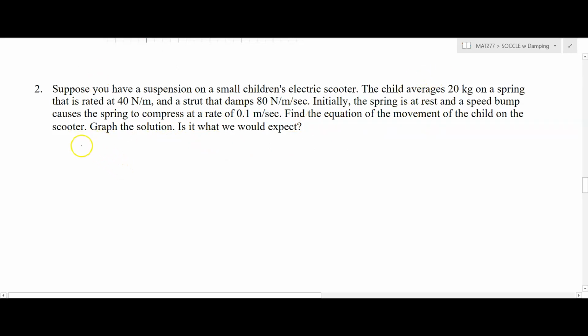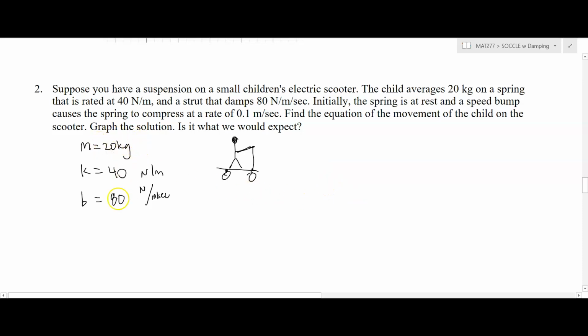So here we see that we have a mass that's going to be 20 kilograms. We have a spring constant, which is rated at 40 newtons per meter. And we have a damping coefficient, some sort of strut suspension assembly that's 80 newtons per meter per second. And so again, we have some sort of scooter here. There's the handlebars on that scooter, and it's going to have some sort of suspension in here, some sort of spring between the wheels and the scooter itself. And then we're going to have, of course, a stick figure child. And the child is going to ride this thing down the street.